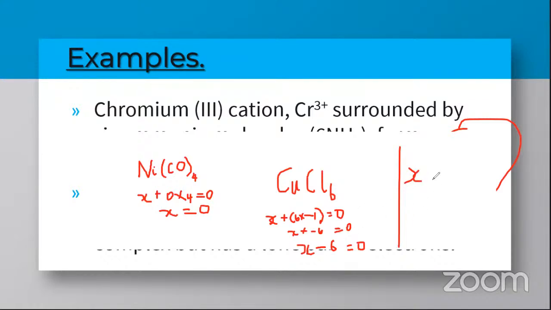When you take the 6 to the other side after crossing the equal sign, then it becomes positive. And I've already told you that when you're calculating the oxidation state, make sure you indicate the sign over the oxidation state. So I hope here I've answered you.